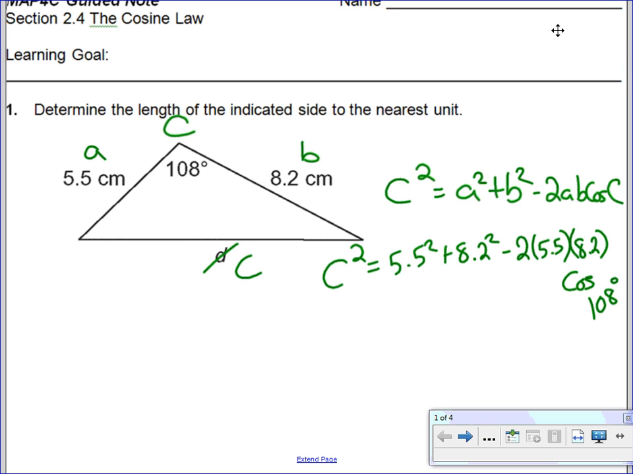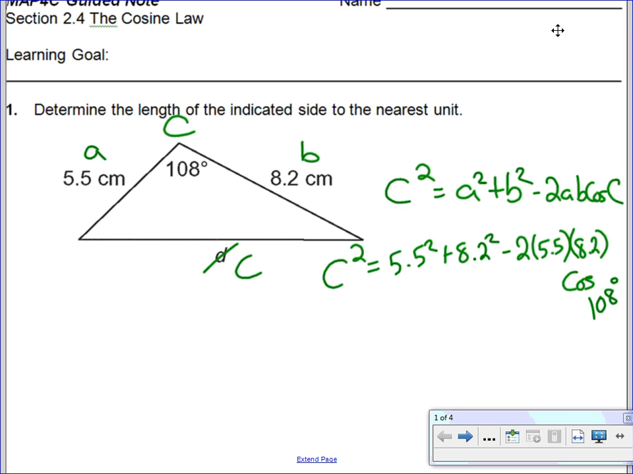Now, the nice thing about these graphing calculators is I can plug this in one step using brackets. Okay? So on my graphing calculator, I'm going to say 5.5 to the exponent 2 plus 8.2 to the exponent 2 minus 2 bracket 5.5 bracket, open another bracket, 8.2, close that bracket, and then cos 108. And I get an answer of 125.363, and so on.